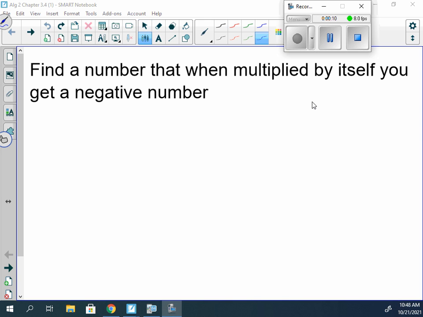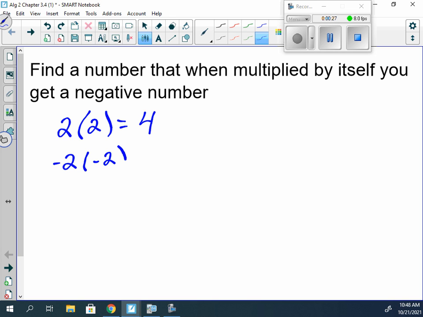So we've talked about this a little bit already yesterday. Find a number that when multiplied by itself, you get a negative number. Well, I'm just going to pick 2. Well, 2 times 2 is? Well, that's not a negative number. And if we take negative 2 times negative 2, we get... So there's no real way to multiply a number by itself and get a negative number.